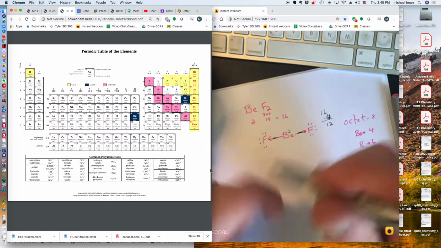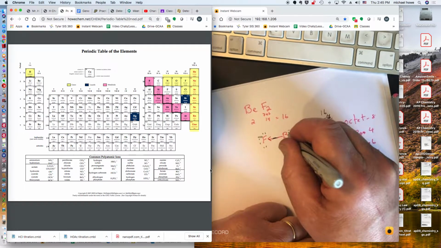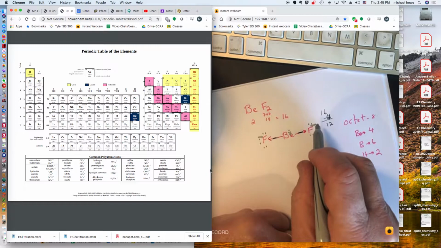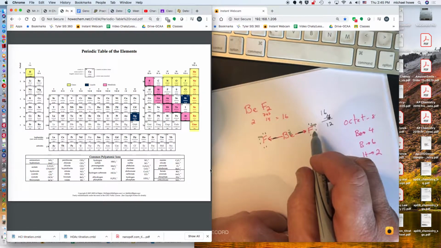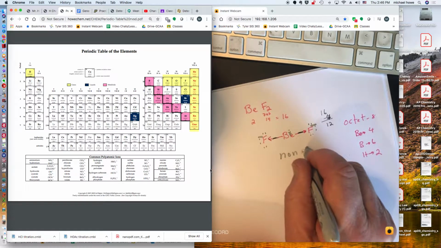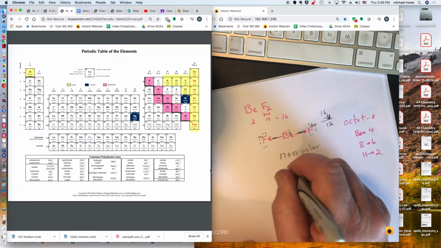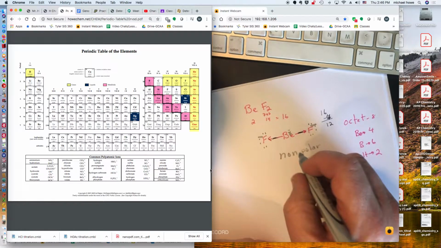Here's what I'm looking for. It'll be negative on this end, negative on this end, and positive in the middle. So there is no positive end and negative end. Both ends of this molecule are negative, so we would say this molecule is nonpolar. In order to be polar, you have to have a negative end and a positive end. And we're going to do some more examples, so don't panic yet.